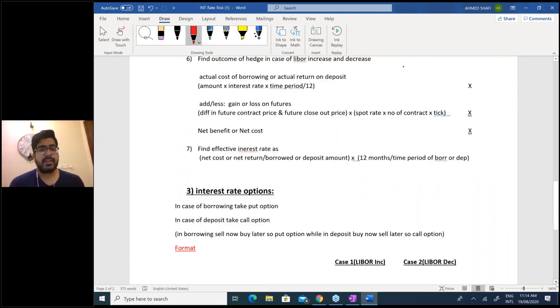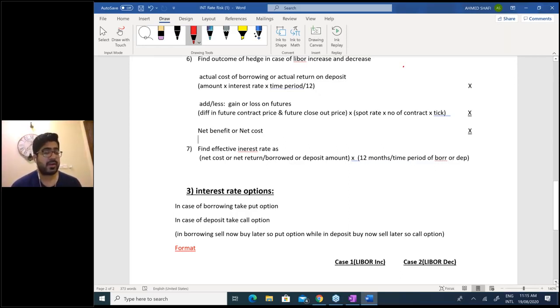Then you need to find the outcome of the hedge in case of LIBOR increase and decrease. You need to find the outcome in both cases. Actual cost of borrowing, if it's a borrowing case, or actual return on deposit, if it's a deposit case, is the same: amount into interest rate into time period over 12. Then we need to add or less the gain or loss on futures. How do you get the gain or loss on futures? It's the same as the gain or loss on FRAs.